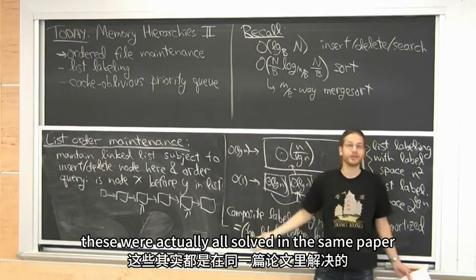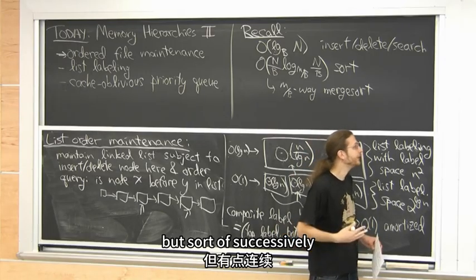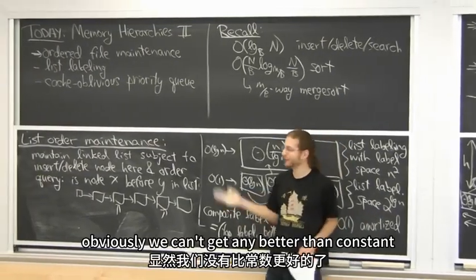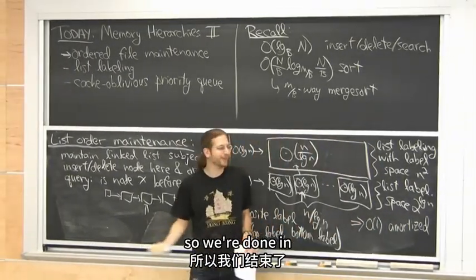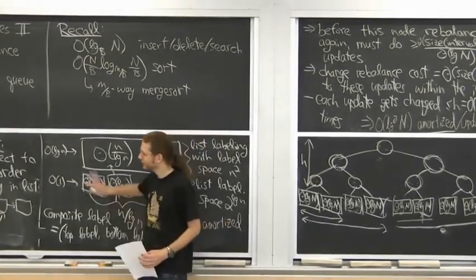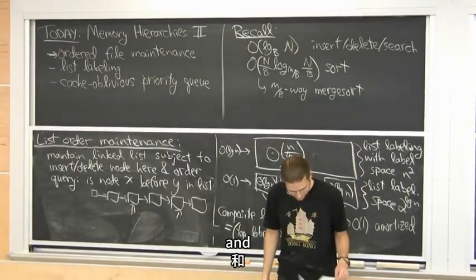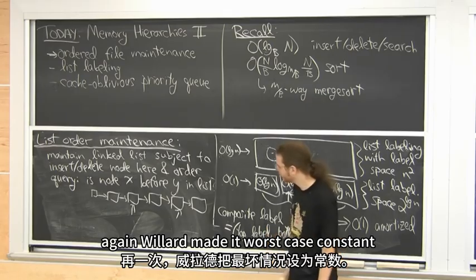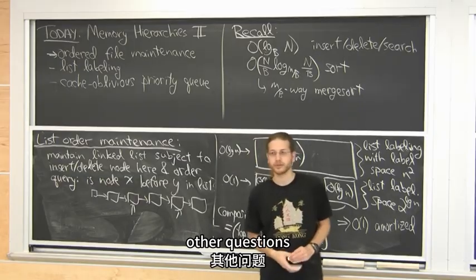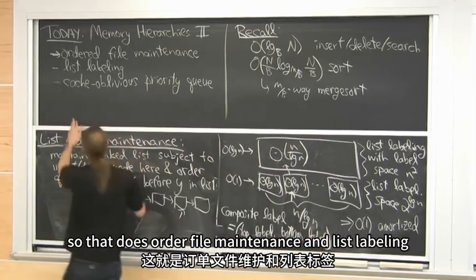These were actually all solved in the same paper by Dietz and Sleator, but successively slightly relaxing the problem makes a huge difference in the running time you can achieve. Obviously, we can't get any better than constant, so we're done. Of course, then there's external memory versions, but in terms of regular data structures. And again, Willard made it worst case constant. That's a lot harder. Other questions? Cool. So that does ordered file maintenance and list labeling.